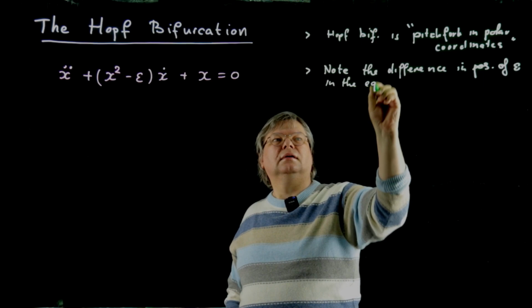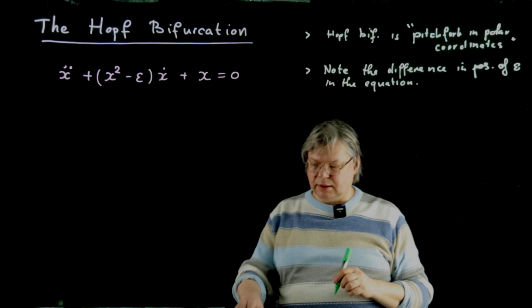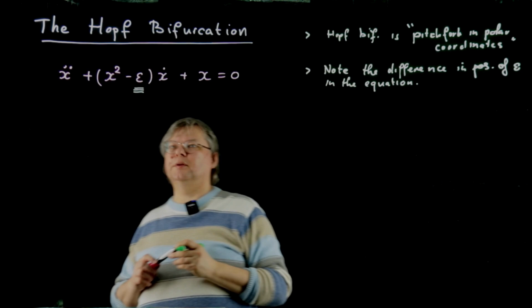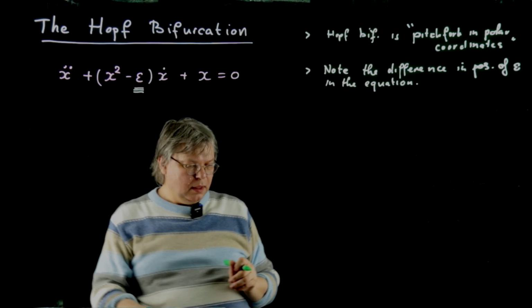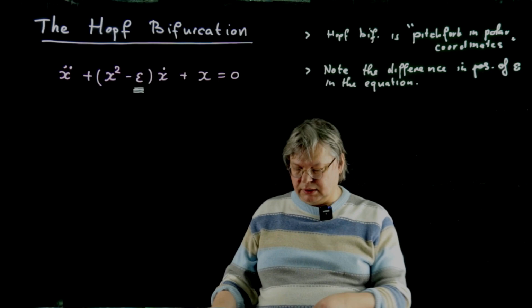I mean, this looks like the van der Pol equation, but it is not, because the epsilon is over here and not in front of it. So it's really a different equation, and naturally the behavior is also quite different.